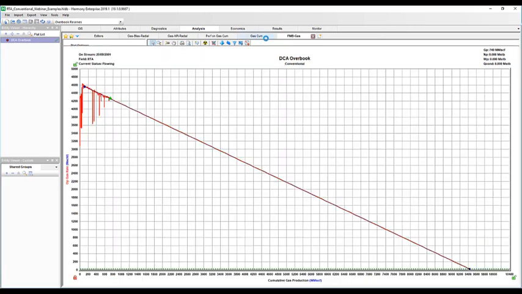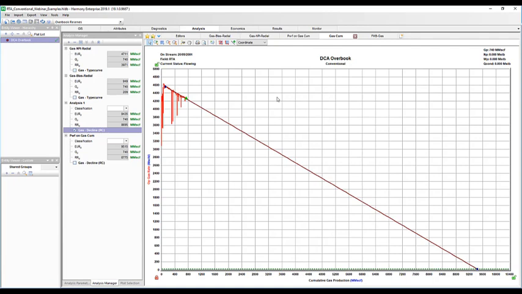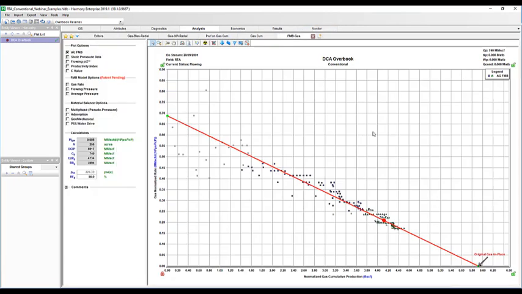So in the decline analysis, we're assuming that the bottom hole flowing pressures will remain constant throughout the life of the well, unlike in the FMB, where it takes flowing pressures into account and how they vary through time.